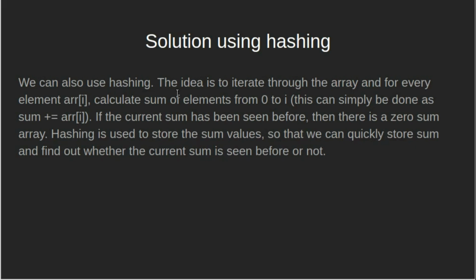This is a better solution. We are using hashing here. The idea is to iterate through the array and for every element, array I, calculate the sum of elements from 0 to I. This can simply be done as sum plus equal to array I. If the current sum has been seen before, then there is a zero sum subarray.